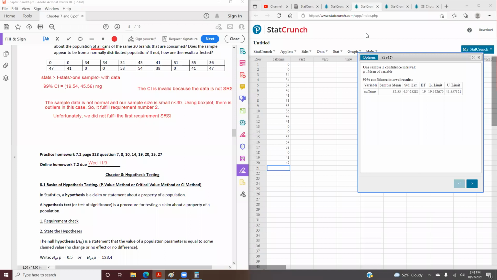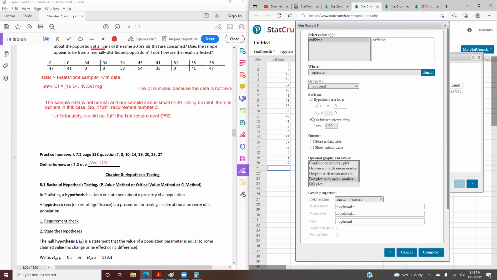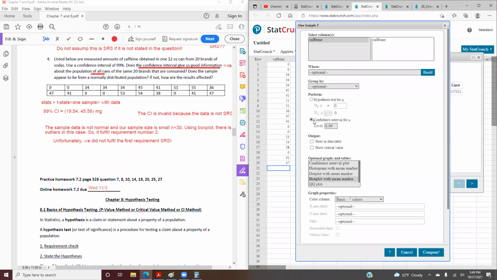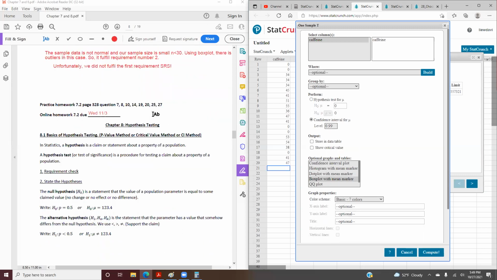So the difference between chapter 7 and chapter 8 is that chapter 7 is doing what we call confidence interval. Chapter 8 is doing hypothesis testing. When you have an option here, the option is either perform hypothesis testing or perform confidence interval. It all depends on the questions. Chapter 7 is mostly asking for confidence interval. Chapter 8 is asking for hypothesis testing. So what we have done so far is all confidence interval. Now we're going to do hypothesis testing.